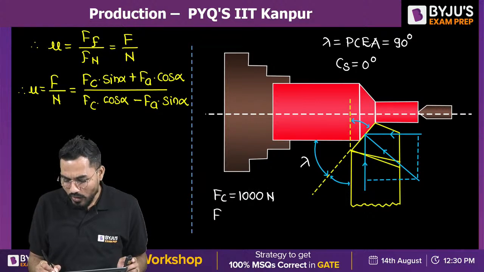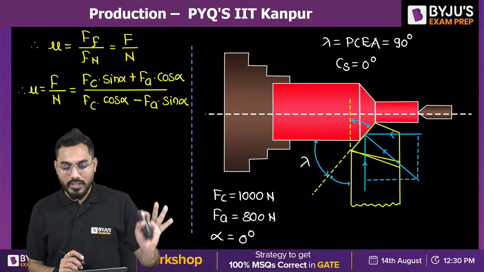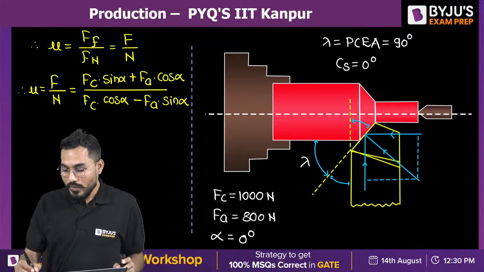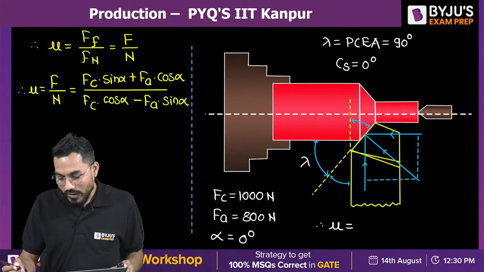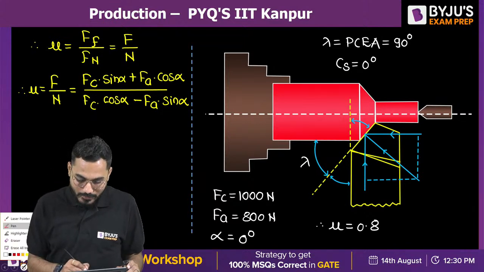Axial force is what? Axial force is 800 Newton. Okay, fine. The rake angle alpha is exactly equal to 0 degree. You put it there and you get the friction force F divided by N, that is the mu value. And what is the value? That is 0.8, you must have calculated.